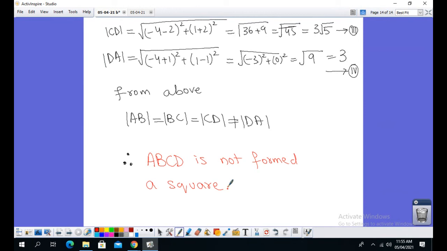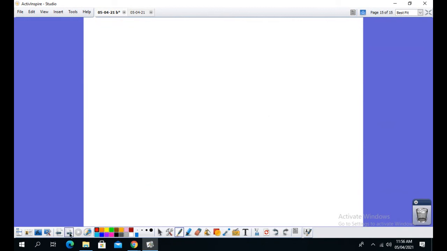Now we move towards our third question. If you read the third question, it says: show whether or not the points with the coordinates form a right angle triangle. What are the vertices? Let the first coordinate be A, the second one B, and the third one C, which is (-2, 6). We are to show that these vertices form a right angle triangle.